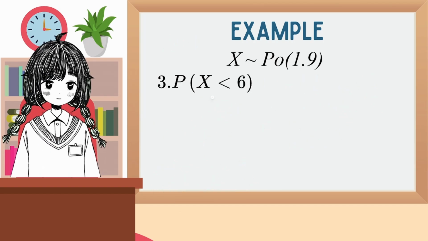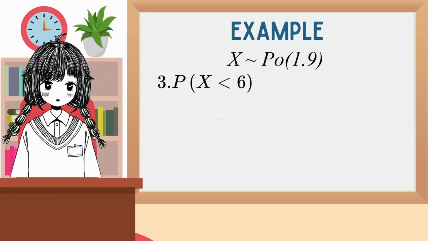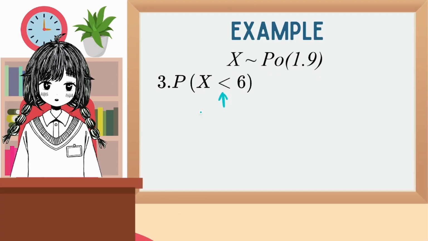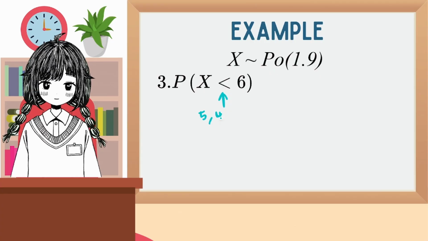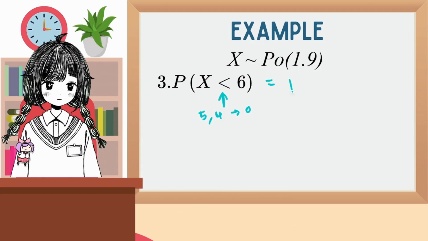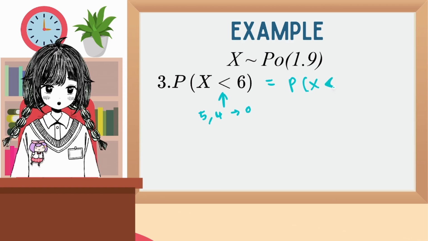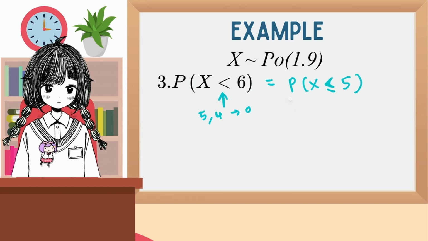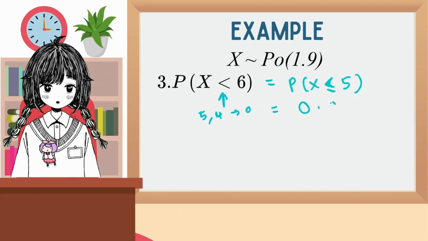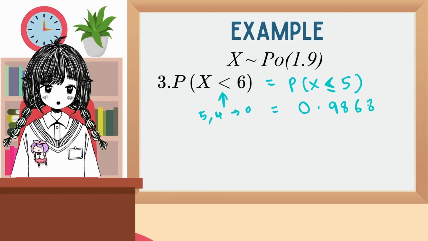Question 3. P(X < 6). This symbol means not including the 6. So the answers are 1, 5, 4 until 0. So the answer is P(X ≤ 5). From the stat table, the number is 0.9868.